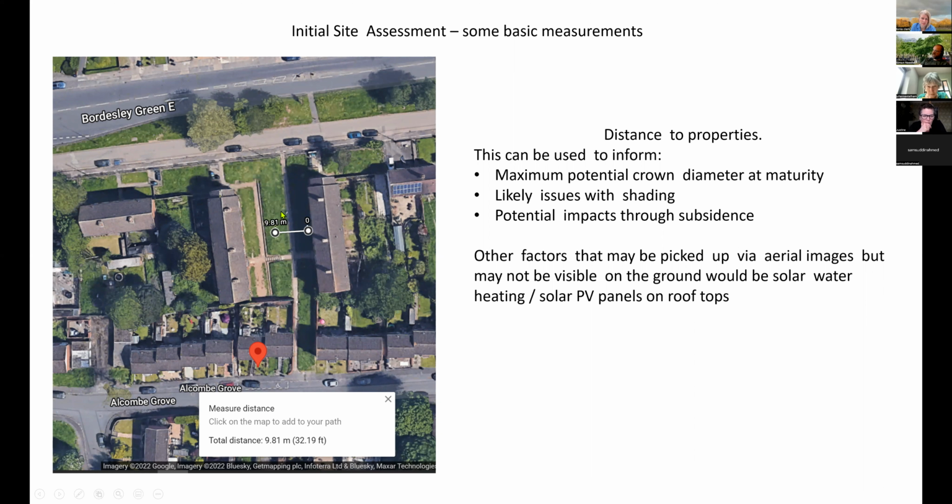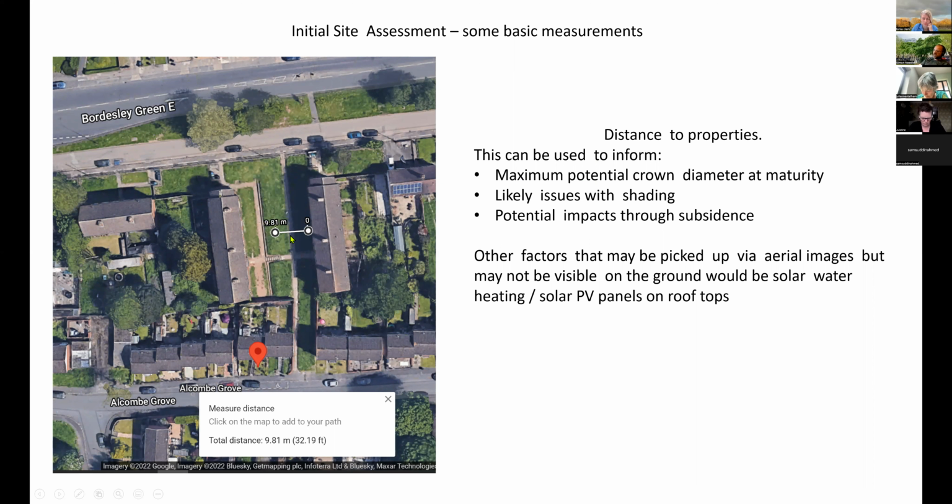But here we can see that if we were taking, say, a center point between these two buildings, which is probably the most likely location for tree planting, we're looking about 9.8 meters from the building. These distances to properties can be used to inform things like the maximum potential crown diameter at maturity. Obviously, we would want to be making sure that we can get the biggest tree in there as possible, but we also want to make sure that whatever we plant is not going to interfere with the building.